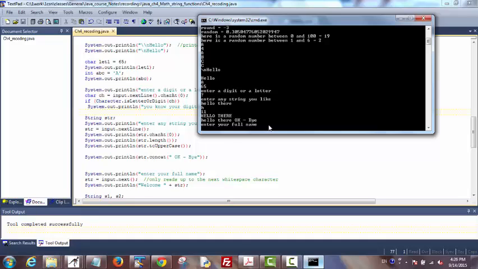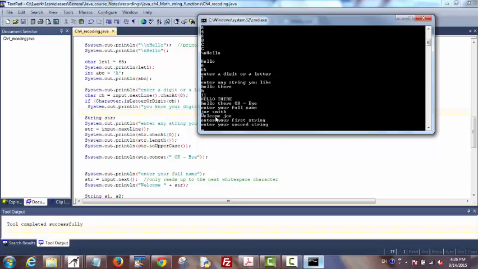Here it says enter your full name. So if I put in Joe Smith, what do you think it's going to read for str right here? Well, remember it's going to stop right there, so it's just going to read Joe. So when I press enter, notice it says welcome Joe, and it didn't read Smith. So if you wanted to say welcome Joe Smith, you should have used nextLine in here. And then it says welcome Joe.